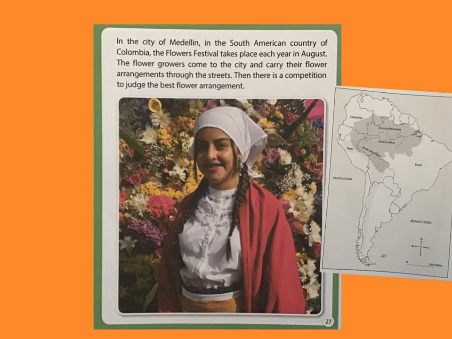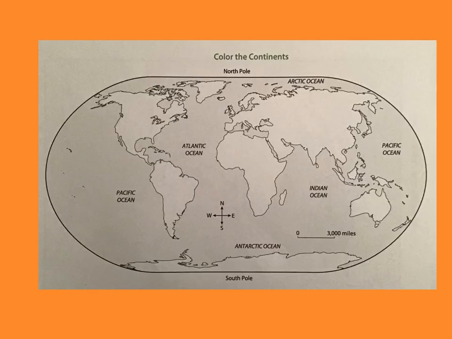And then we talked about flower arrangements, how they carry their flower arrangements through the streets. Flower arrangements are flowers that are grouped or put together in a certain way. So you'll see a flower arrangement maybe in a vase in your house. That's a flower arrangement. Okay, remind me again, what festival happens every year in August in the city of Medellin in the country of Colombia? Right, it's the Flowers Festival. Good job.